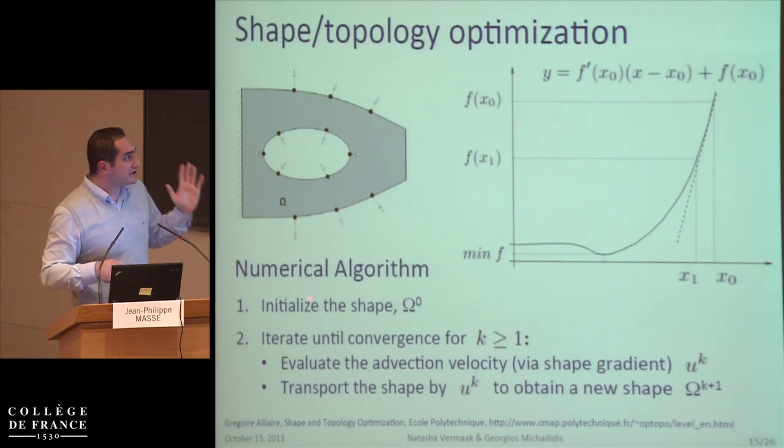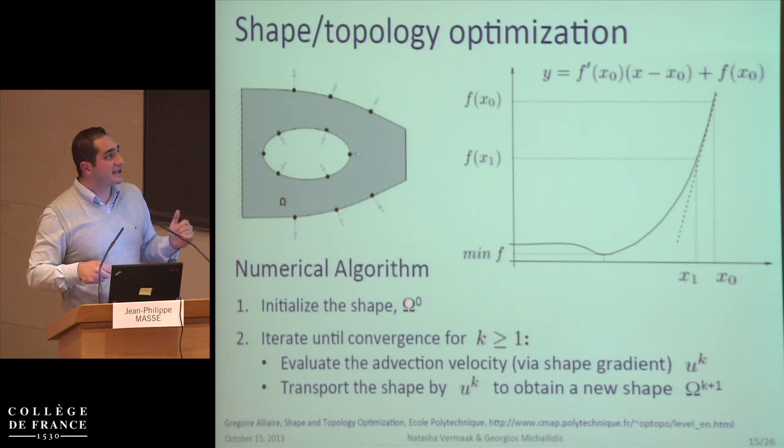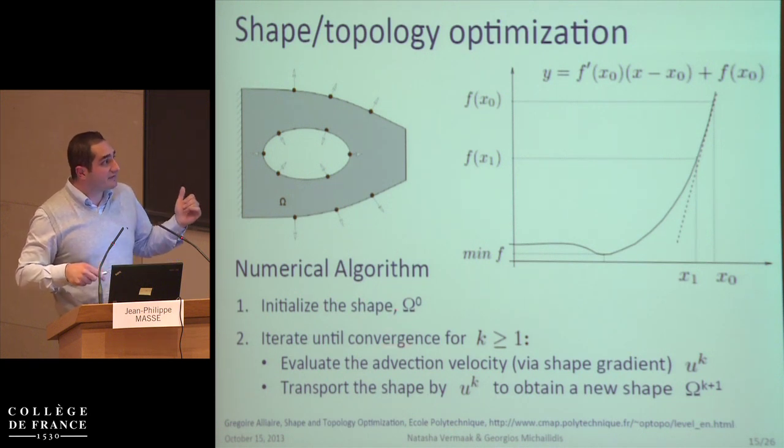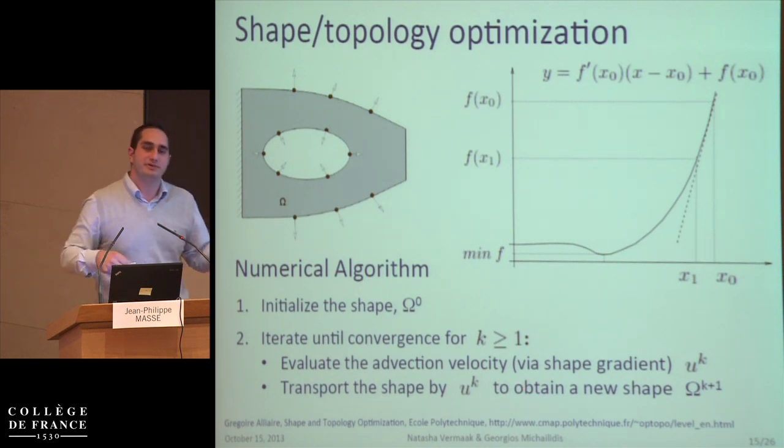So now let's summarize. Our numerical algorithm will read: initialize with the initial shape omega 0, and until convergence, evaluate an advection velocity, and transport the shape in order to get a new shape.